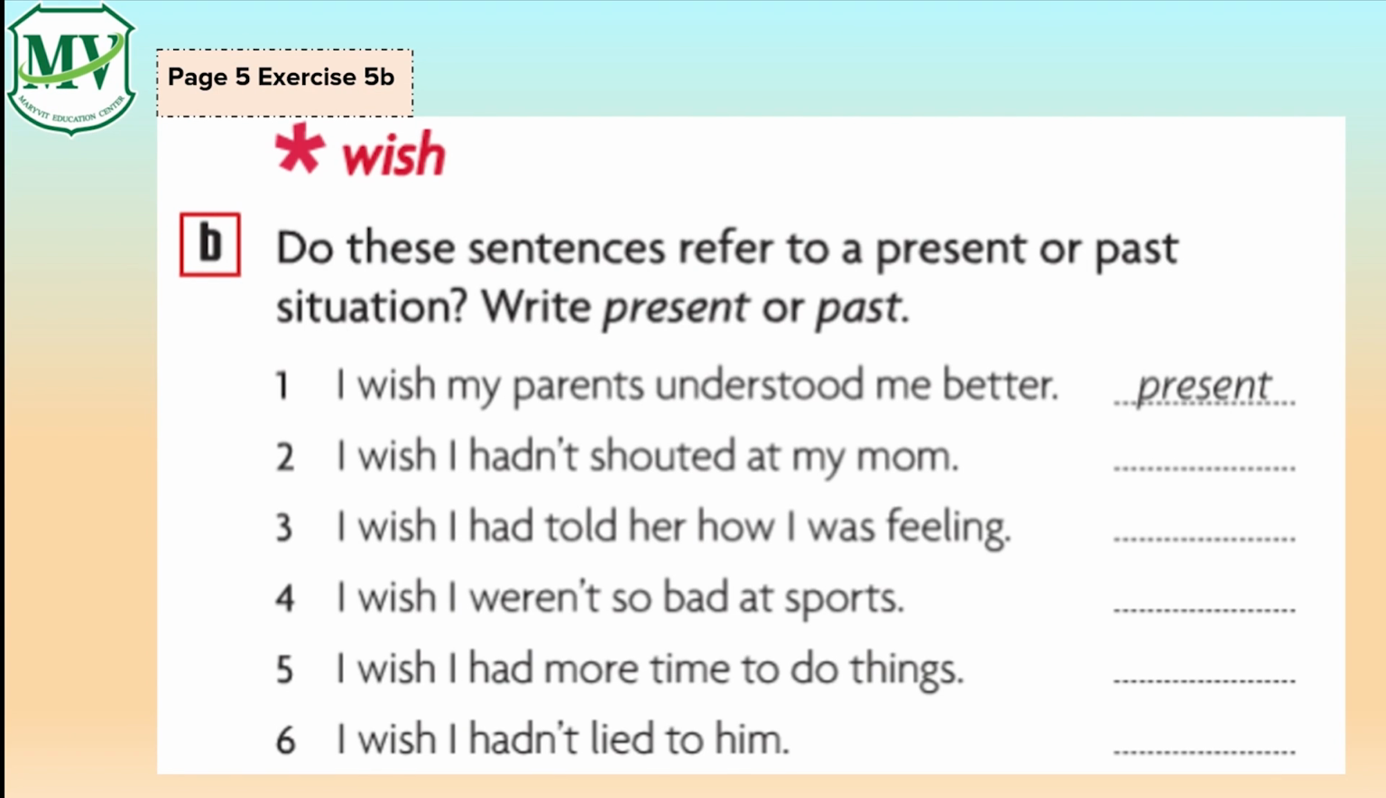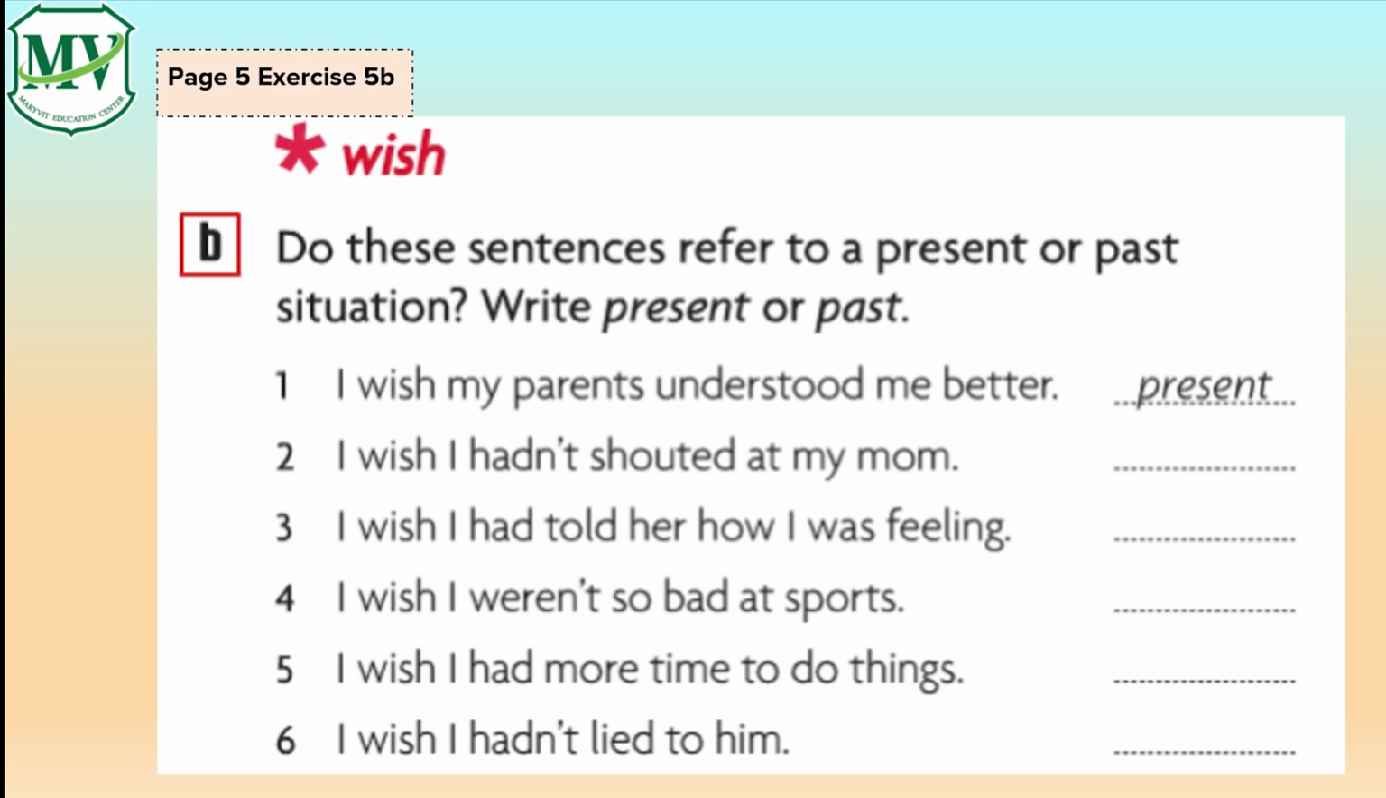Now, I'd like you to open your book on page 5, exercise 5B. Read the following sentences. Do they refer to a present or past situation? Write present or past. Remember that we use wish plus past simple for the present situation and wish plus past perfect for the past situation. For example, number 1, I wish my parents understood me better. It refers to a present situation as you can see wish and past simple in the sentence.